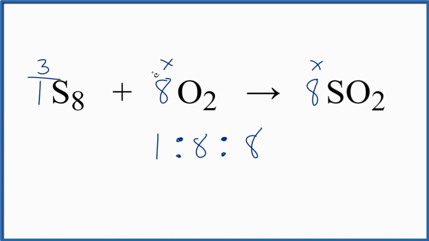Well, you could just say, like this, make it a ratio. 3 is to 1 as x is to 8. So you could cross multiply and figure out x, which would be 24. And since we have 8 here and 8 here, this would also be 24.